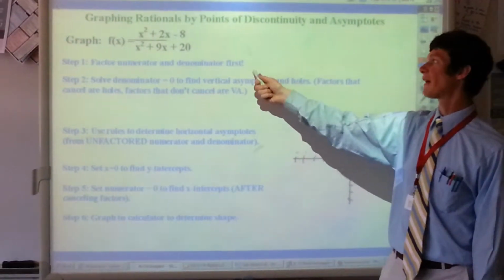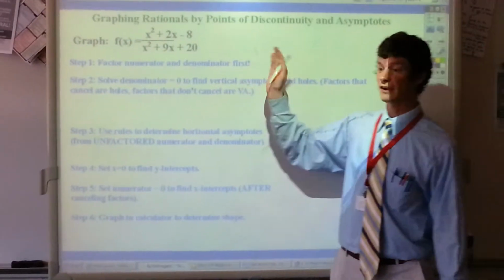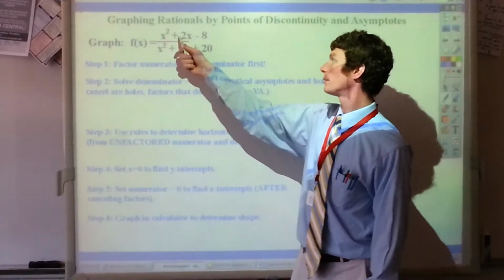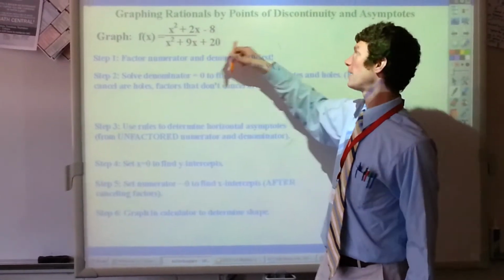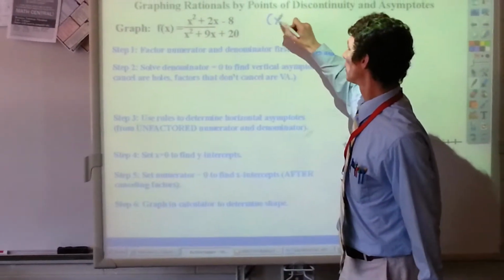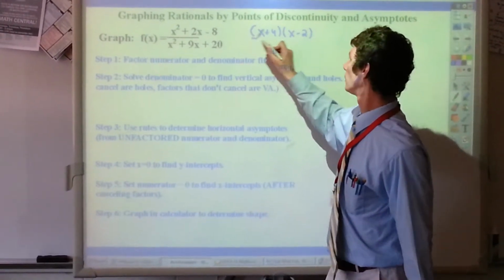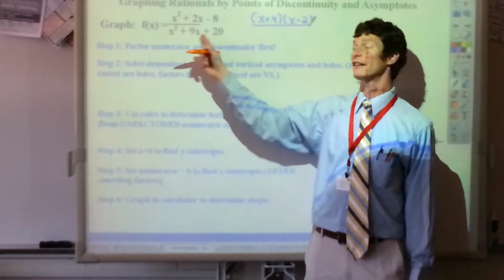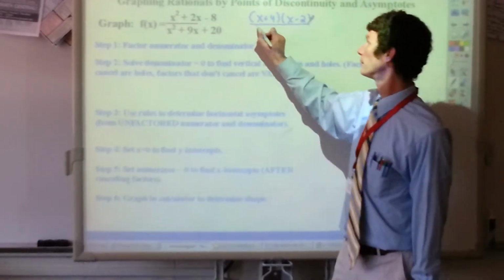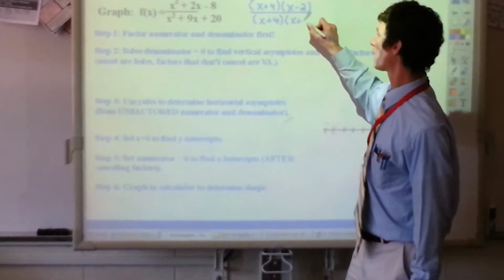Step 1, we're going to factor the numerator and denominator first. Like all rationals, factor first. X squared plus 2x minus 8. Two numbers that add to 2, multiply to negative 8. X plus 4, x minus 2. Over x squared plus 9x plus 20. Two numbers that add to 9, multiply to 20. X plus 4, x plus 5.